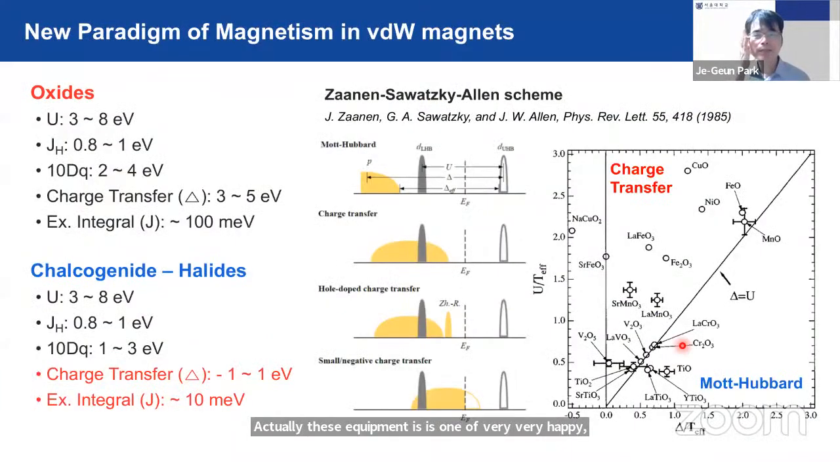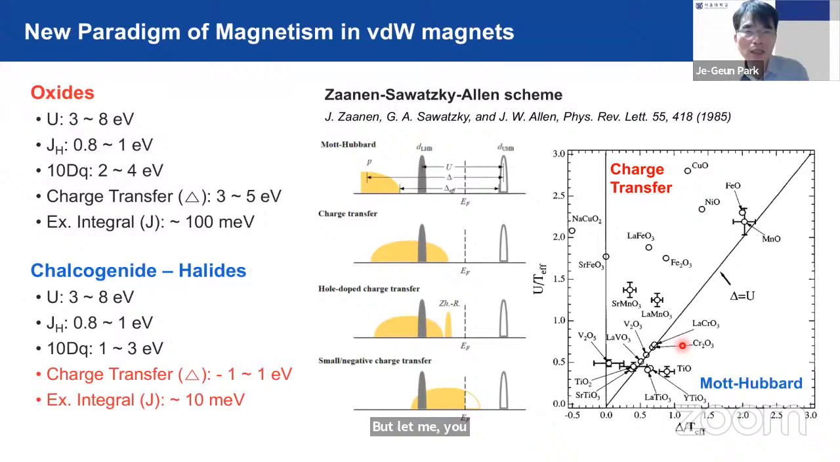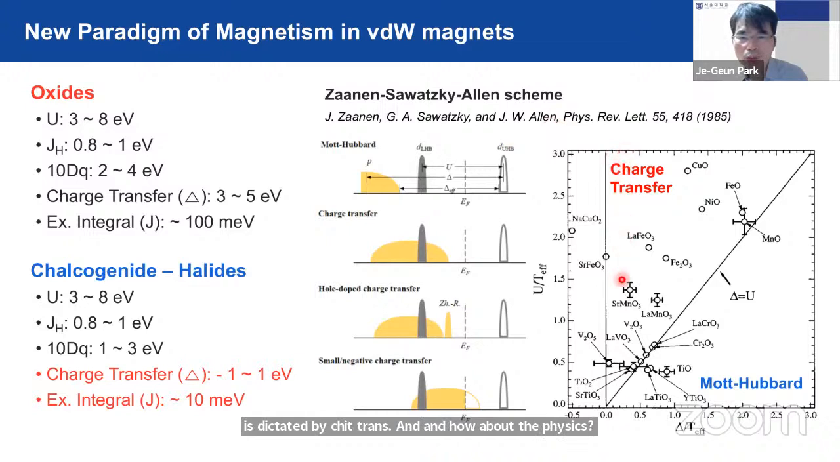magnets. But let me say three things from a more general physics viewpoint. As I emphasized during my talk, we are very familiar with oxide magnetism captured by the Zaanen-Sawatzky-Allen scheme, mostly dictated by charge transfer and Hubbard physics. But what we found was, if you go to smaller, even negative, charge transfer energy, there are certain samples claimed to have negative charge transfer energy, then this energy schematic diagram changes a lot. And this is actually generic for a lot of covalent compounds we studied. Unlike the charge transfer energy of 3 to 5 eV in oxides, in halides it is either negative or very small.